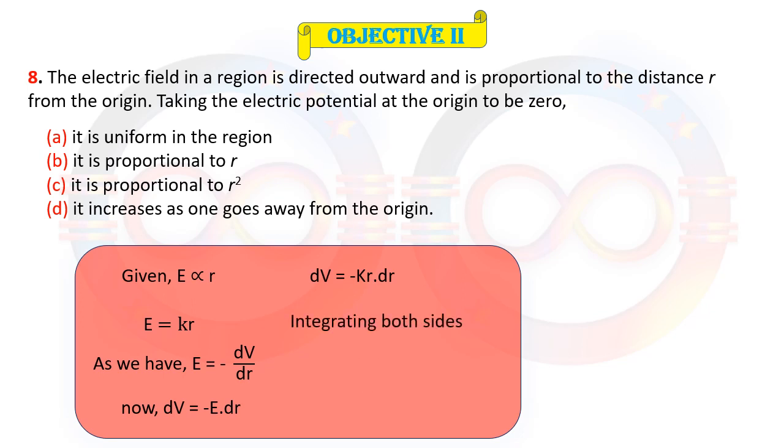Now integrate it. After integration we will get k, r power 1 becomes r square upon 2, plus c. C is the integral constant. So if you look at the mathematical calculation over here, V is directly proportional to r square. It means option C is the correct option. Only one option would be correct out here.